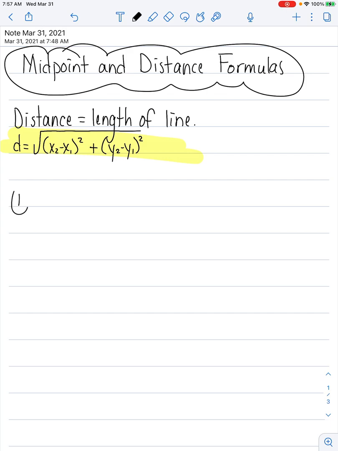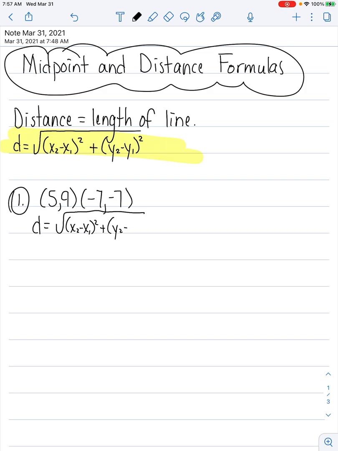So let's do a couple of examples. Your first example is we're going to find the distance between the point 5,9 and -7,-7. So I want to know how long the line is between these 2 points. So first I write my formula. Distance equals the square root of second x minus first x squared plus the second y minus the first y squared. Next, I'm going to plug in my values.